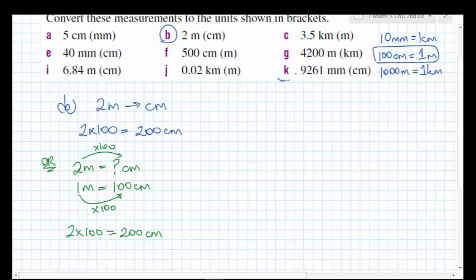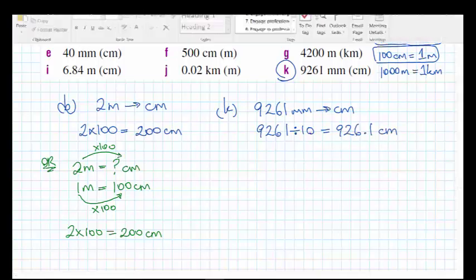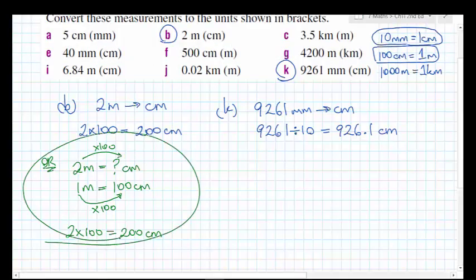Okay, so here I'm going to have a look at K. In K I have 9261 millimeters, and I'm going to convert that into centimeters. When I convert a smaller unit into a larger unit, I actually divide. So let's have a look at the conversion between millimeters and centimeters: 10 millimeters is to 1 centimeter, so 10 is my key thing here. So I would have 9261 divided by 10, which would give me 926.1 centimeters.